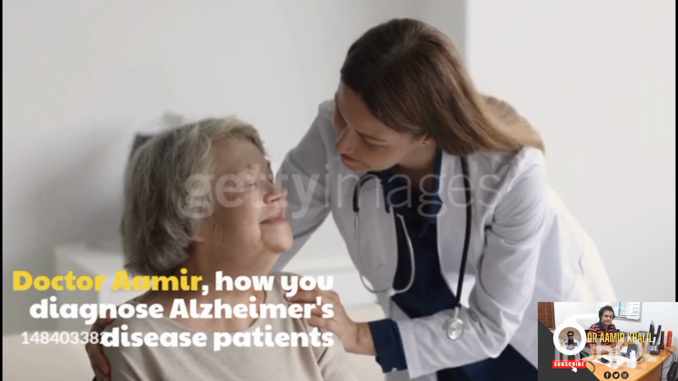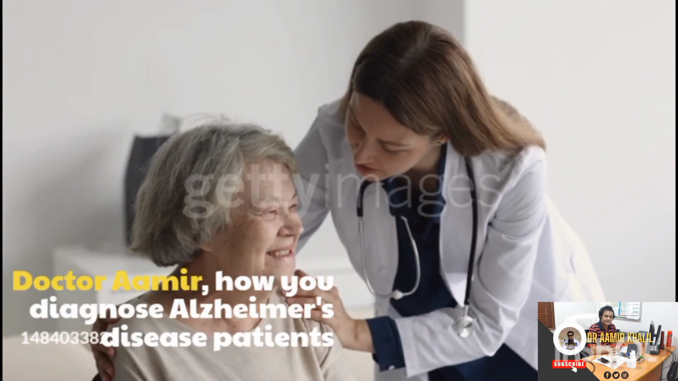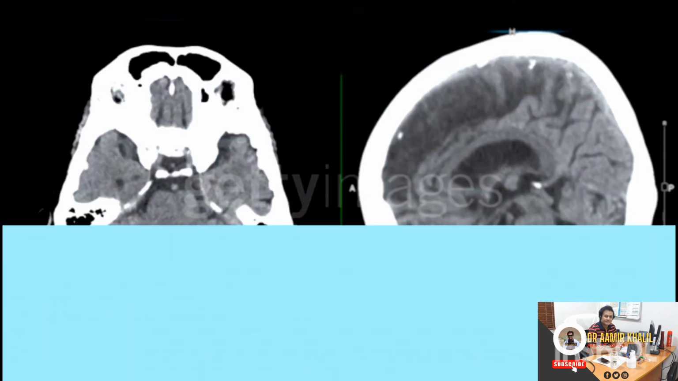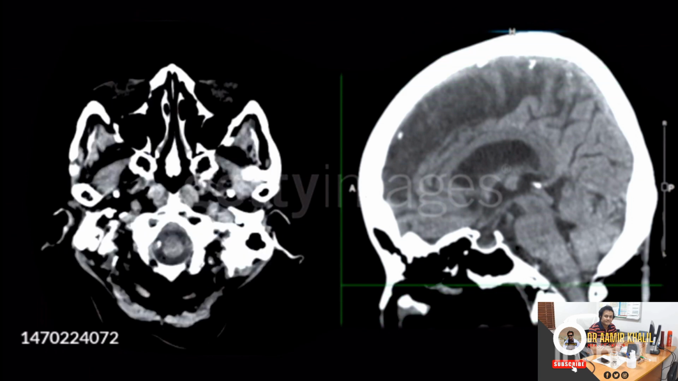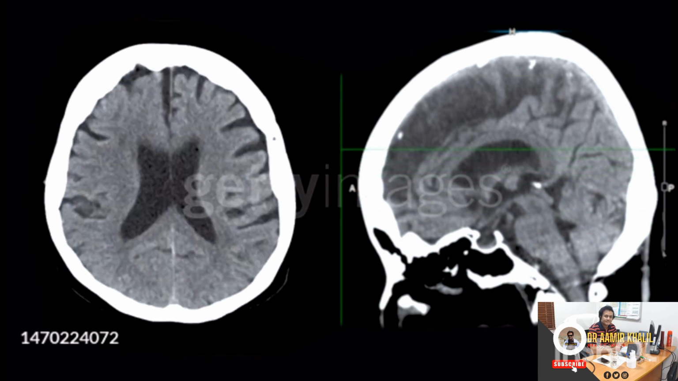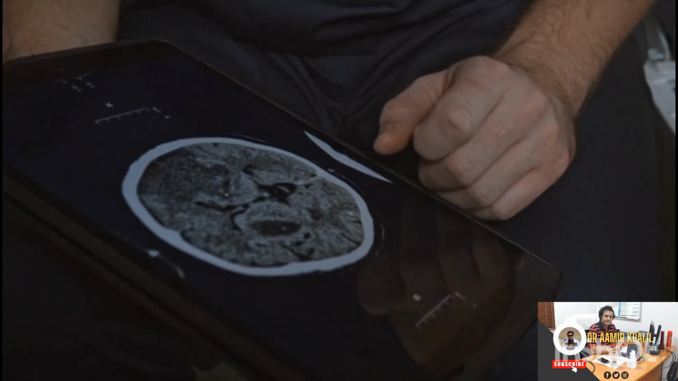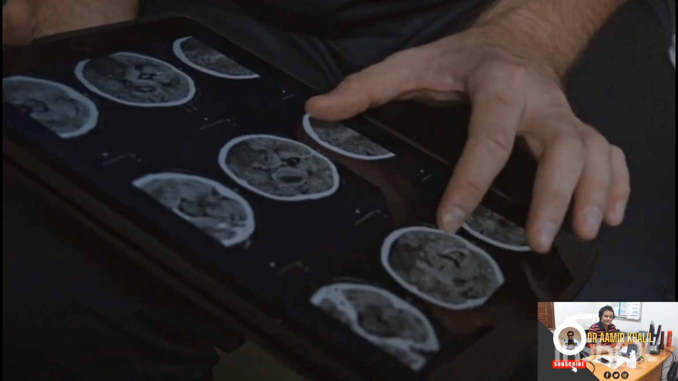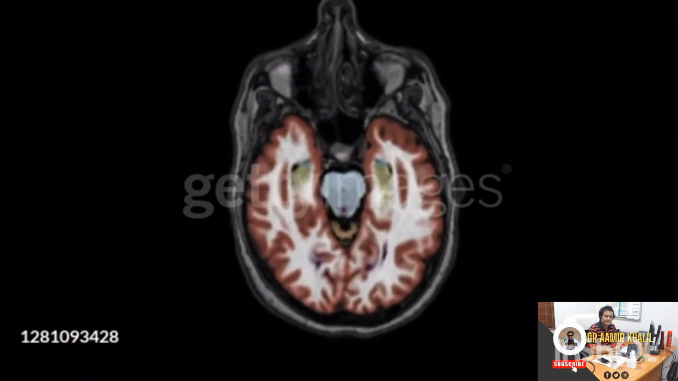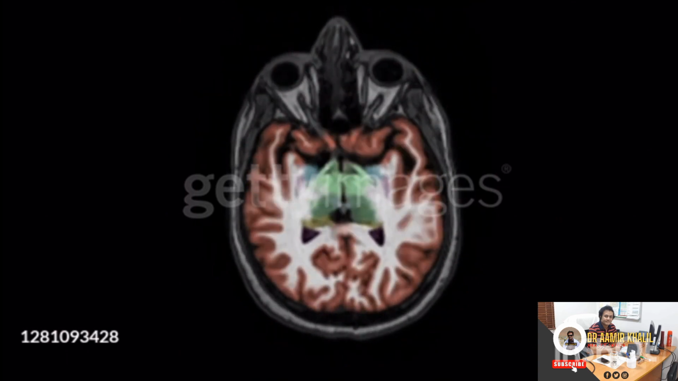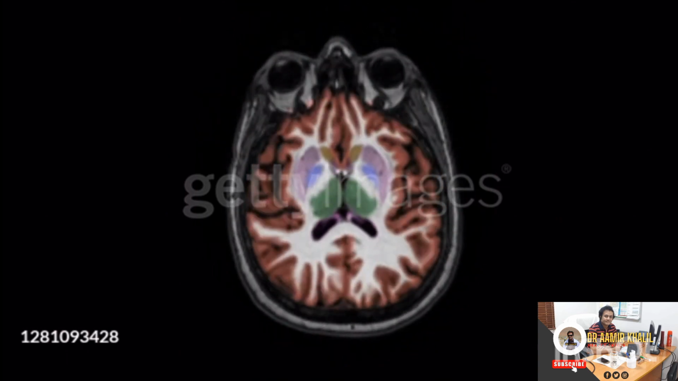Dr. Aamir, how do you diagnose Alzheimer's disease patients? Diagnosing Alzheimer's disease involves medical history assessment, cognitive tests, and ruling out other conditions. Brain imaging, MRI, PET scans, and biomarker analysis aid diagnosis. Neuropsychological evaluations and clinical evaluations by specialists help determine cognitive decline patterns. A definitive diagnosis often requires post-mortem examination of brain tissue for characteristic abnormalities.